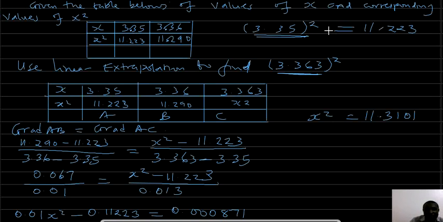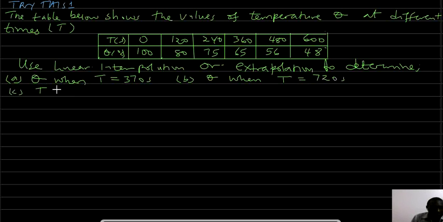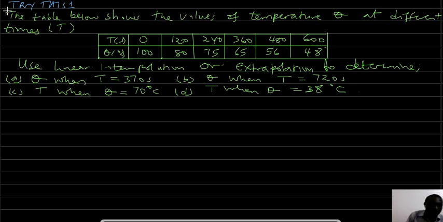Next, we are going to have a trial number. So we're going to have here our trial numbers. The table below shows the values of temperature theta at different times capital T. Theta is 370 when capital T is 720, and when theta is equal to 70 degrees, we need to find T when theta is equal to 38 degrees Celsius. So that's our number 1. Number 2, the second trial number.